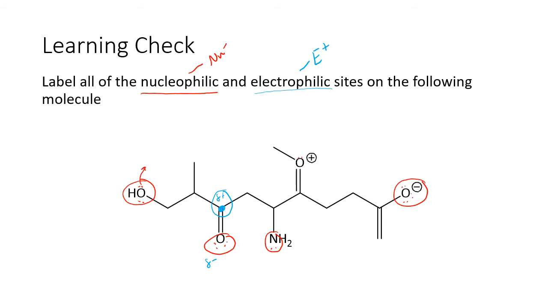We could say the same thing about this carbon right here. This carbon right here could be an electrophilic site. It's partially positive. The oxygen it's bonded to is partially negative. And we missed actually one more nucleophilic site. These pi electrons of our double bond right here could function as a nucleophile and attack an electrophile. So those were our pi electrons.